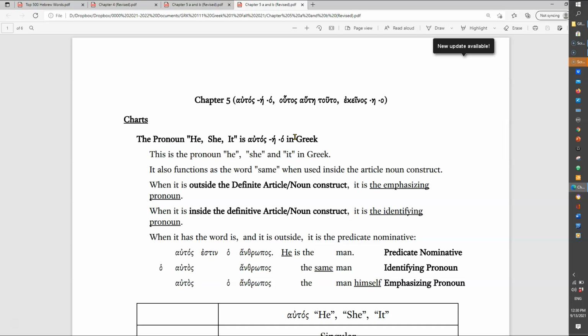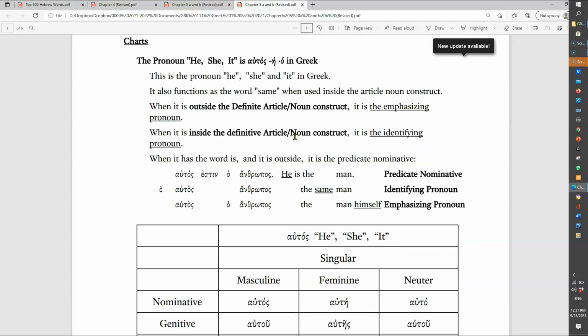So don't freak out, because we already know this chart. We're going to look at the pronoun he, she, or it: autos, aute, auto. We're going to look at the demonstrative pronoun, this man, this woman, this thing. And then we're going to look at the far demonstrative, that man, that woman: houtos, haute, touto; ekeinos, ekeine, ekeino. So it looks like there's a lot of stuff here. We already know all of it. We're just kind of making sure.